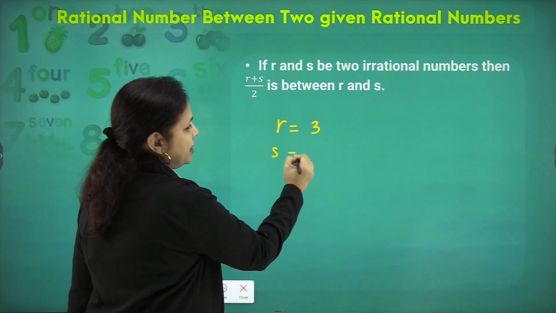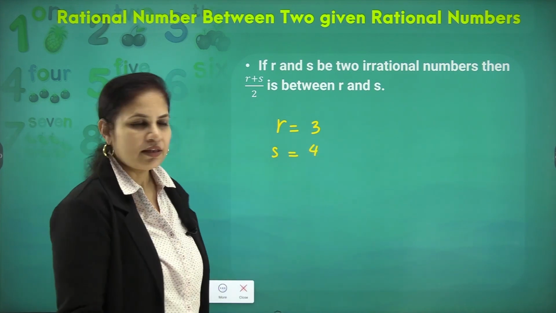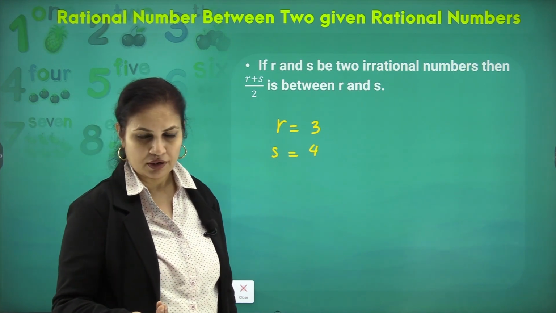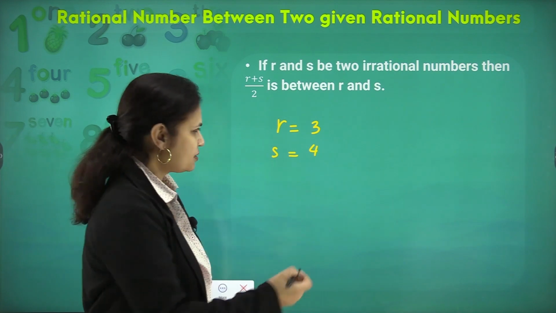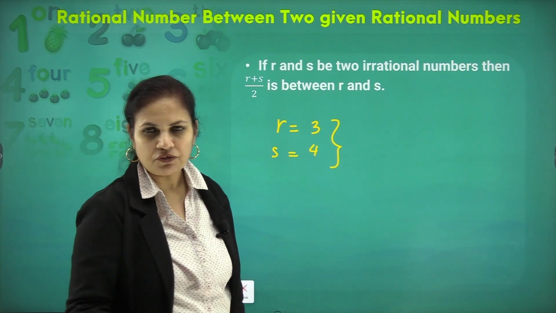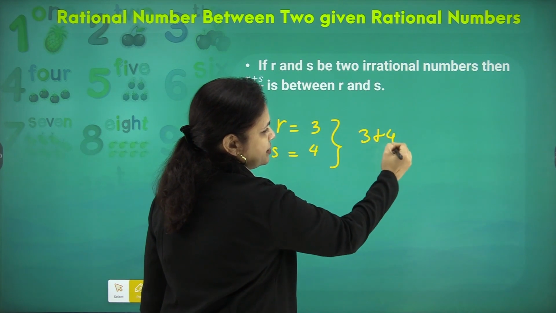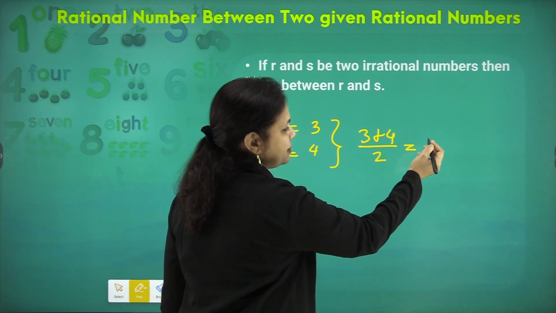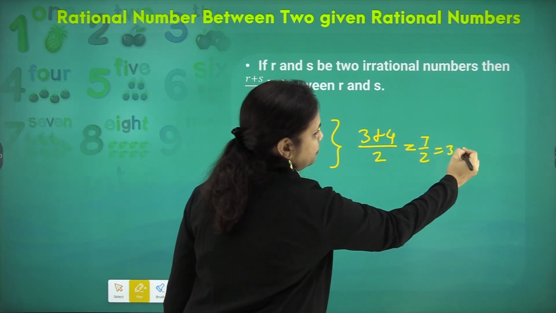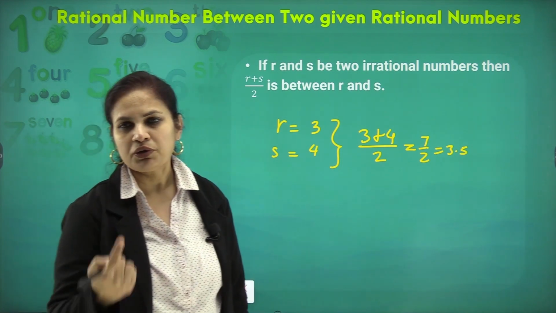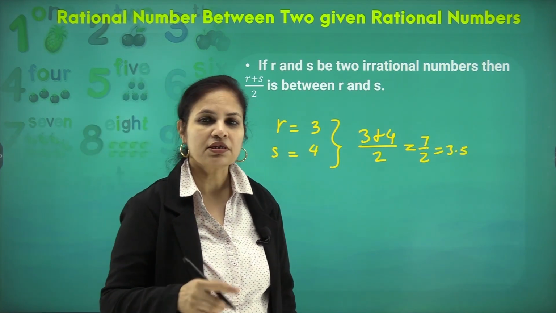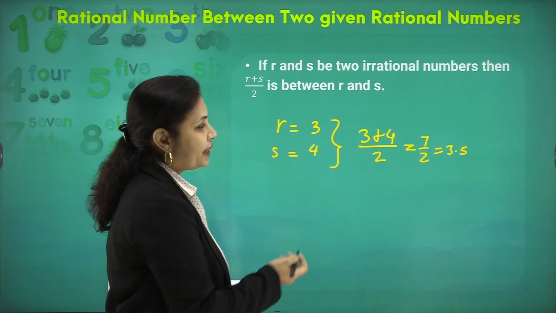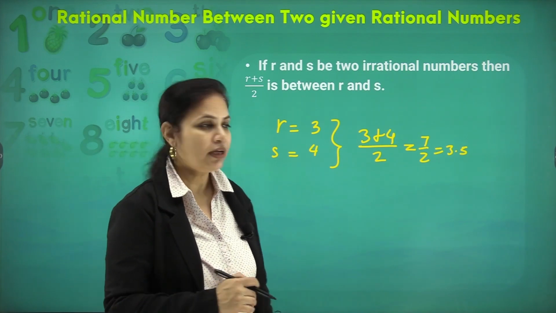Between R and S, if I have to put one particular value, suppose my R is 3 and S is 4, then between 3 and 4 on a number line will come the mid value of 3 and 4. It's very simple to calculate. The mid value of two numbers is given by the sum of the numbers divided by 2. So the mid value of 3 and 4 will be 7 divided by 2, equal to 3.5. So if I have to fit one rational number between two given rational numbers, it will be the mean value, the average obtained by adding the two numbers and dividing by 2.